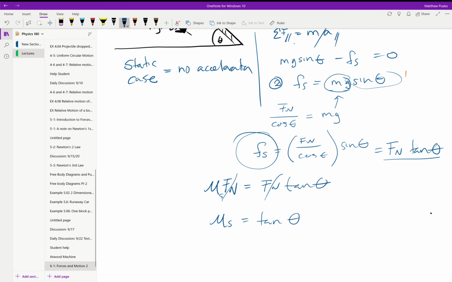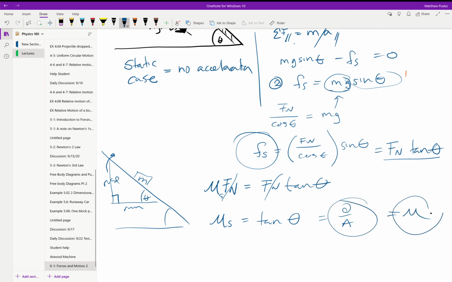So you can literally take this mass, raise this angle until it starts moving, and once you have that angle, you can take a ruler and measure the rise over the run, right? So we could measure the rise over the run for a perpendicular, and that is equal to the tangent, right? Opposite over adjacent. That's equal to mu. So I think you did that in the lab.